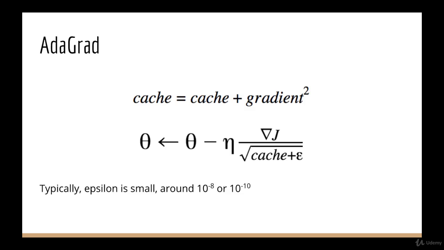And because each parameter has its own cache, if one parameter has had a lot of large gradients in the past, then its cache will be very large, and its effective learning rate will be very small, so it will change more slowly in the future. On the other hand, if a parameter has had a lot of small gradients in the past, then its cache will be small, so its effective learning rate will remain large, and it will have more opportunity to change in the future. One minor detail is that we usually add a small number epsilon to the denominator to avoid dividing by 0. Typically, this is set to 10 to the minus 8 or 10 to the minus 10.